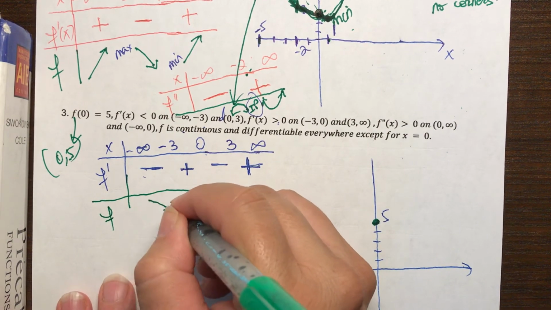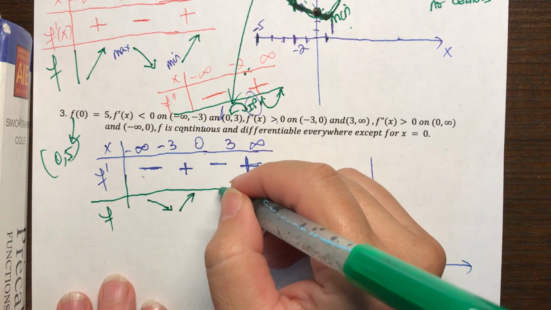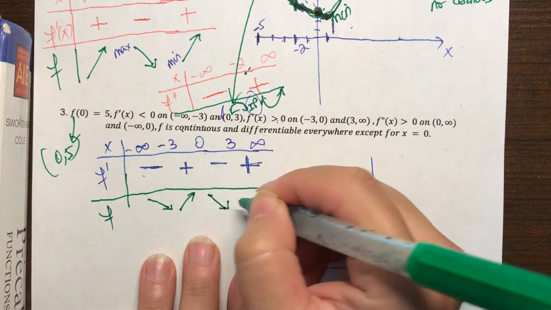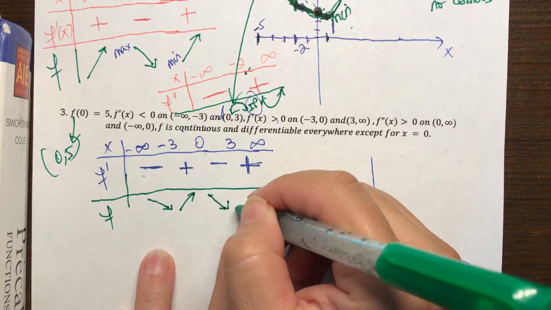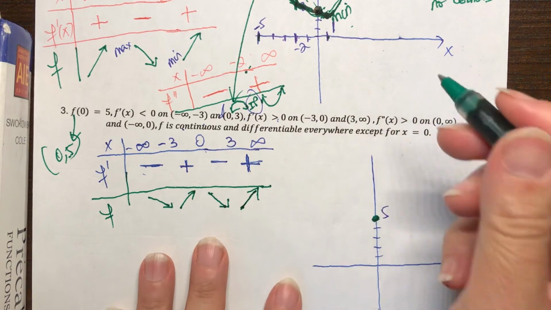That it's going to come down, up. So at -3, I have a min for sure. At 0, I'm going to have a max, because then the graph goes back down. And then it's going to come down until I reach 3, and then it's going to go up. Okay, all right.